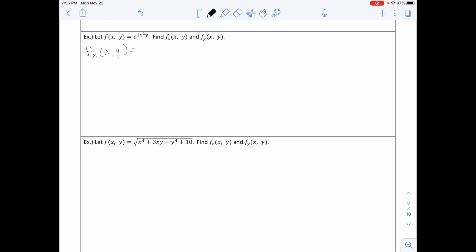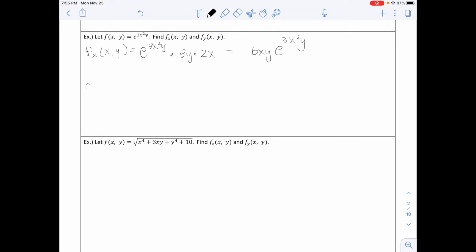So if you remember, the derivative of e to any kind of function exponent is going to be rewritten exactly as it is, times the derivative of the exponent. So the derivative of the exponent with respect to x, that 3 and the y are just constants, and then the derivative of x squared would be 2x. So this would simplify to 6xy e to the 3x squared y.